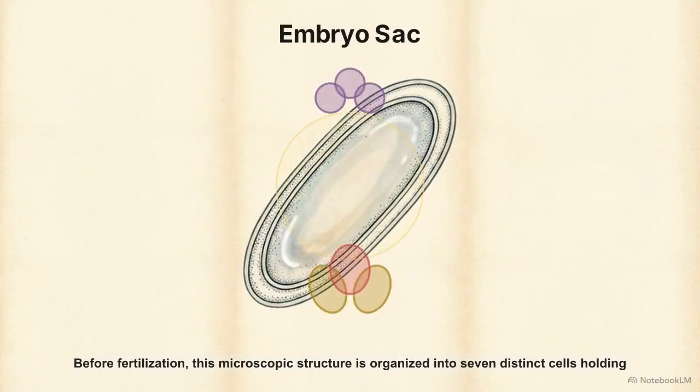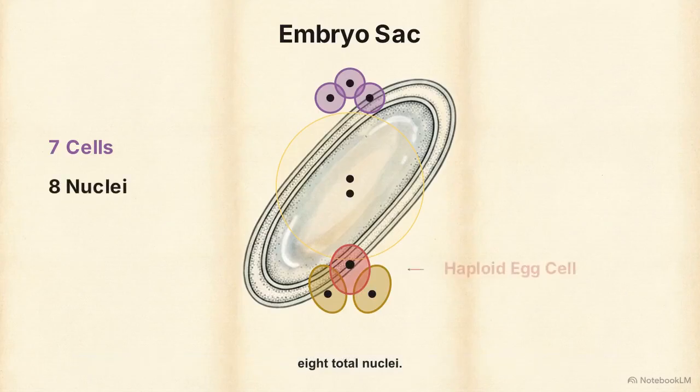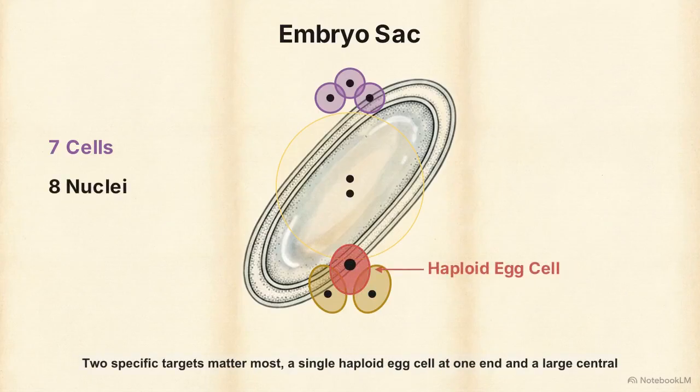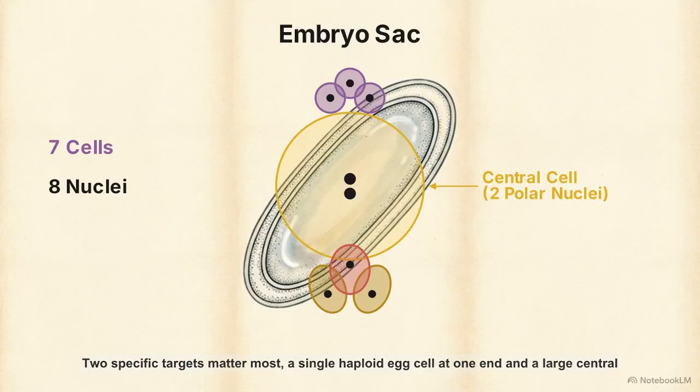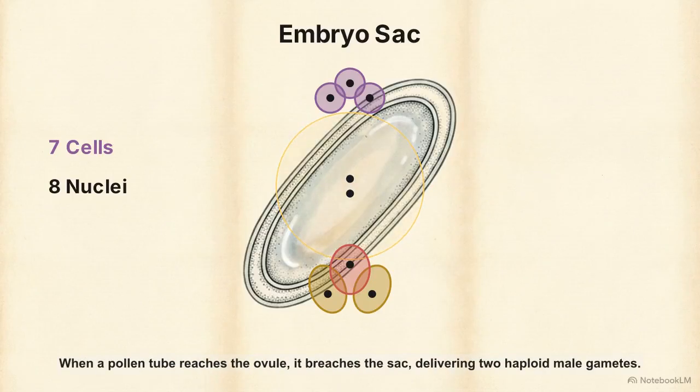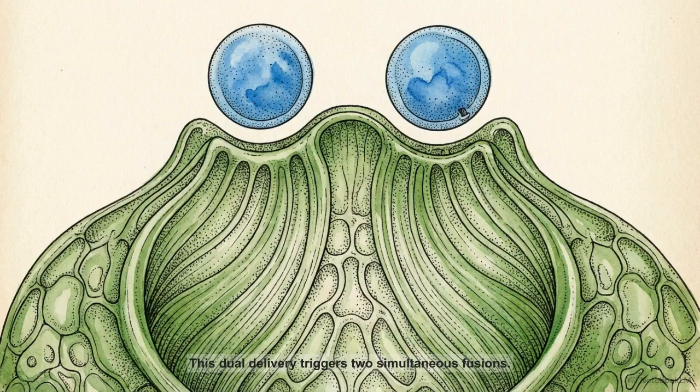Before fertilization, this microscopic structure is organized into 7 distinct cells holding 8 total nuclei. 2 specific targets matter most: a single haploid egg cell at one end and a large central cell containing 2 polar nuclei in the middle. When a pollen tube reaches the ovule, it breaches the sac, delivering 2 haploid male gametes. This dual delivery triggers 2 simultaneous fusions. Both must succeed perfectly for the resulting seed to be viable.